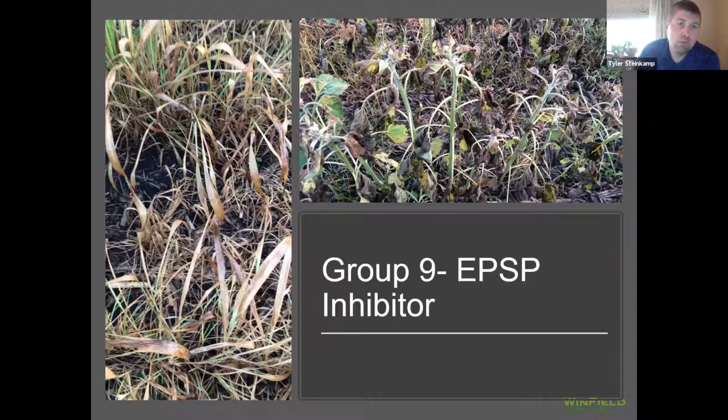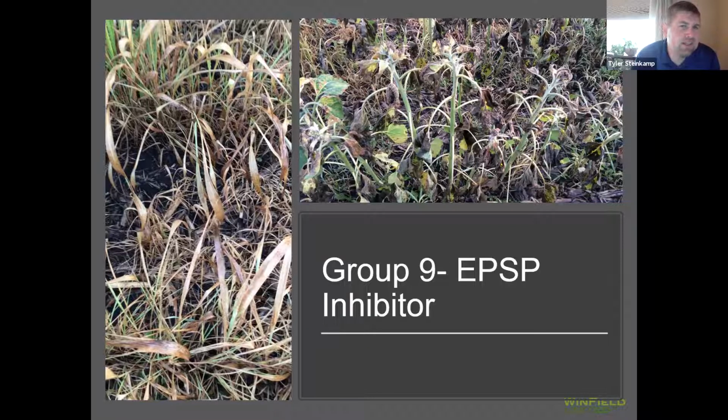Okay, and we want to have multiple residual activity type herbicides out there so you get a layered residual approach there. Okay, the other way that some of our weeds have overcome glyphosate is actually something like a mare's tail.